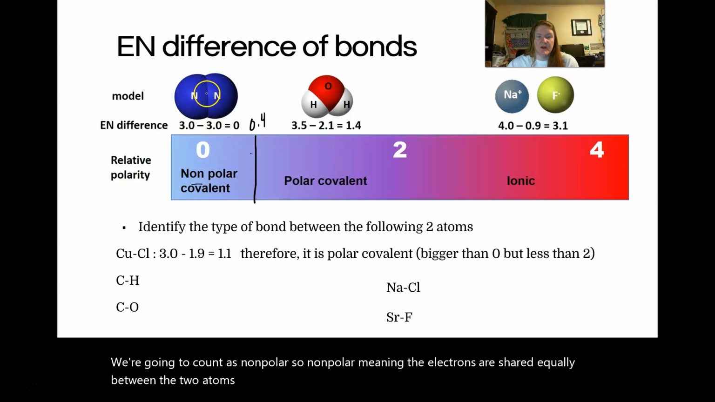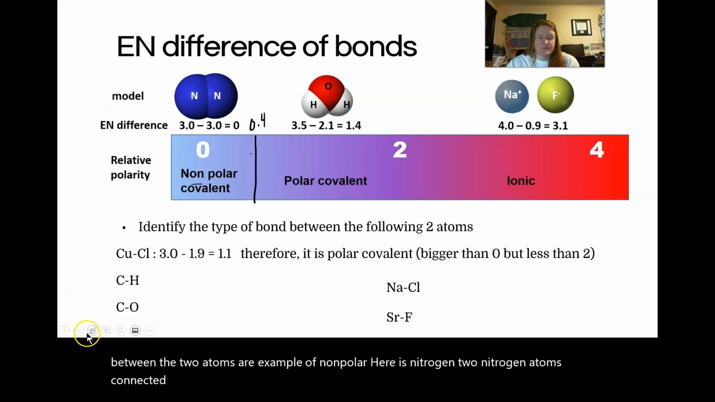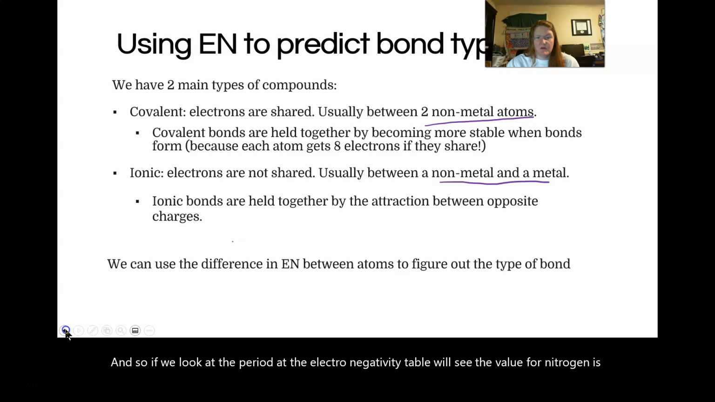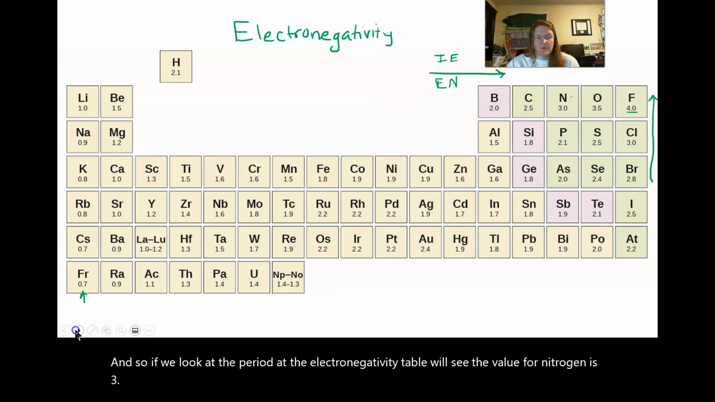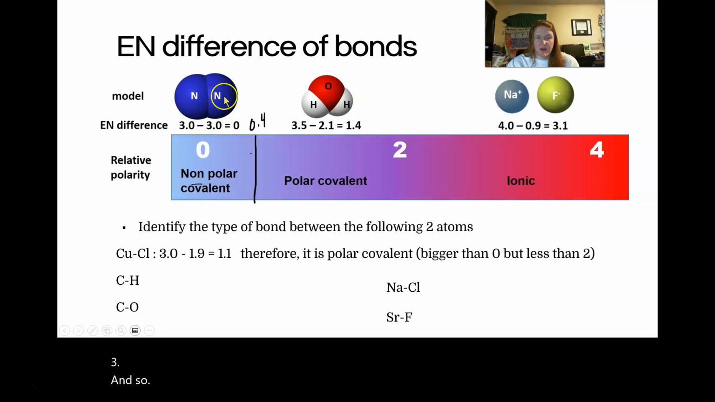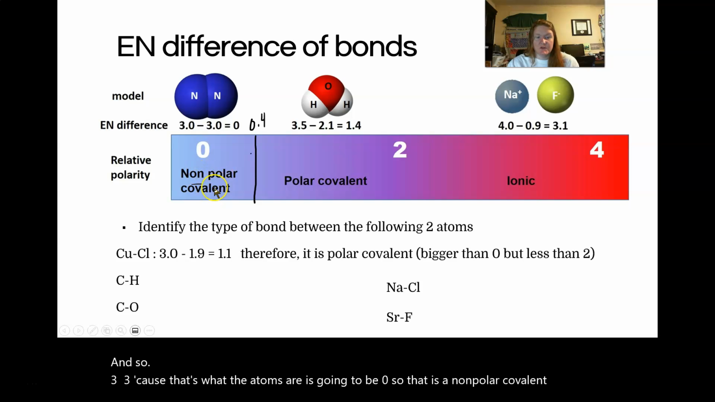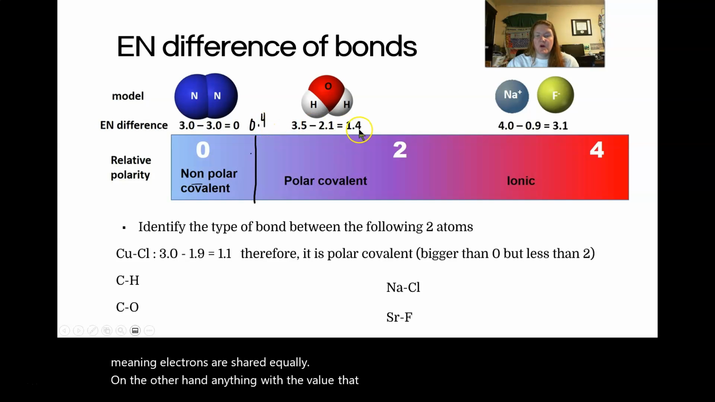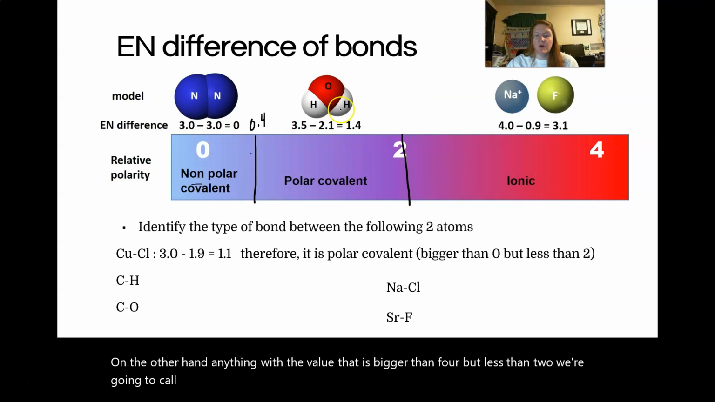Our example of nonpolar here is nitrogen. 2 nitrogen atoms connected to each other. And so if we look at the electronegativity table, we'll see the value for nitrogen is 3. And so 3 minus 3, because that's what the atoms are, is going to be 0. So that is a nonpolar covalent bond, meaning electrons are shared equally. On the other hand, anything with a value that is bigger than 0.4 but less than 2, we're going to call that polar covalent. So the electrons are still shared, but not equally.